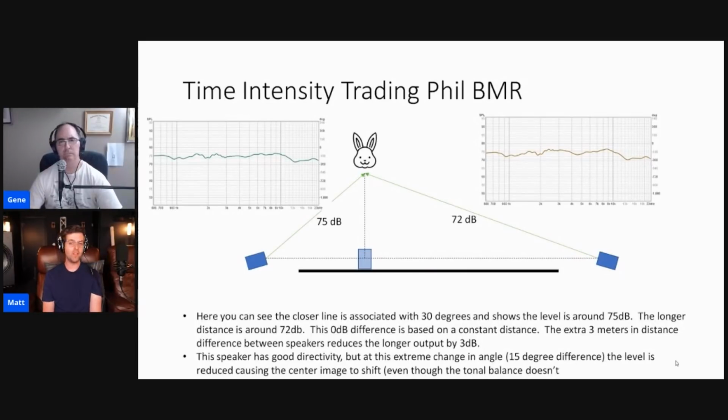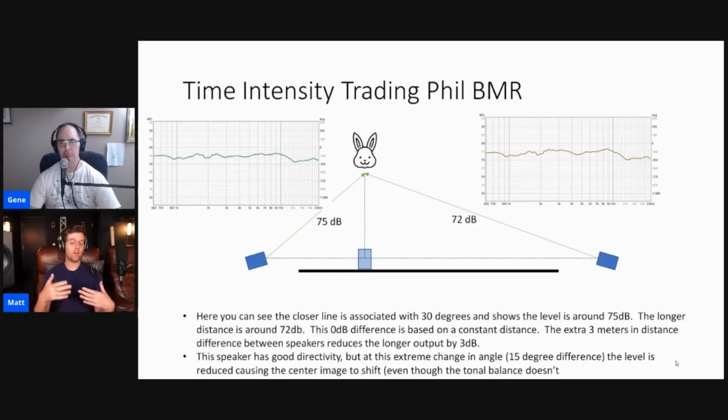So now this is the exact opposite speaker. This is the Philharmonic BMRs, a very, very wide dispersion speaker where the response changes almost none as you move around. And this is an unusually good wide dispersion speaker. I mean, most of them do not look this good as you move around these extreme angles. Because the levels are not changing as you move off axis and you get closer to the one speaker, you can see that there's now a 3 dB imbalance and it's caused the center image to shift.